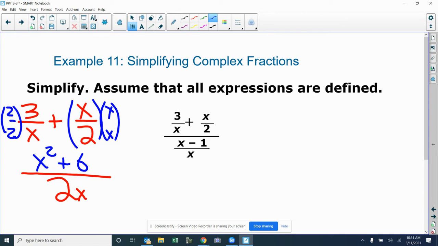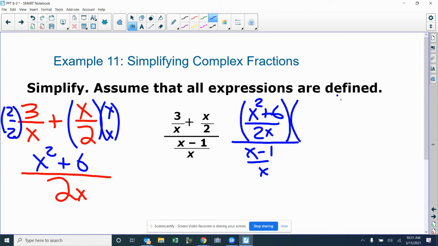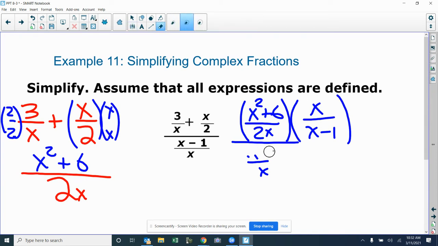Does everybody feel okay? Now, what does that allow me to do? That allows me to be ready now to say x squared plus 6 over 2x divided by x minus 1 over x. Now I'm ready to do what with that denominator? Invert it and multiply. Okay, so let's get some brackets up here. This is going to be x over x minus 1. Okay? Now, there's some stuff here that we can do.